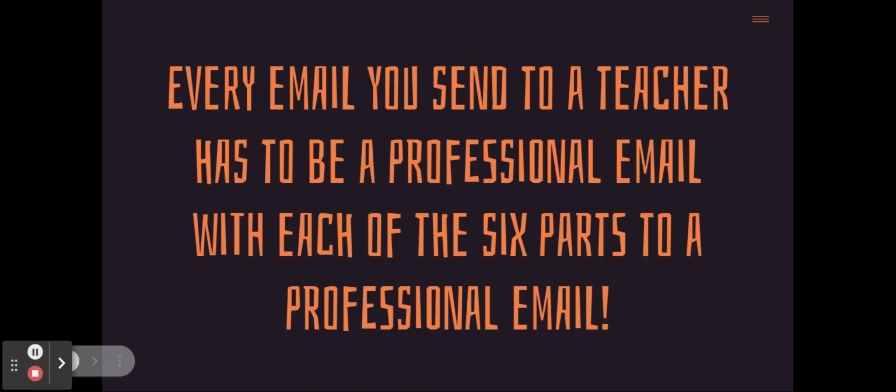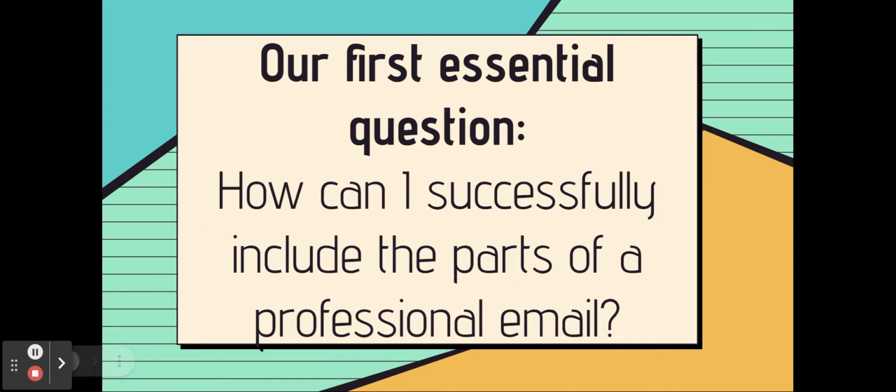Every email that you send to a teacher has to be a professional email with each of the 6 parts of a professional email. So every time you email a teacher from here until you graduate with your PhD and your doctorate, every email to a teacher should have all 6 parts of a professional email. So our first essential question is, how can I successfully include the parts of a professional email?